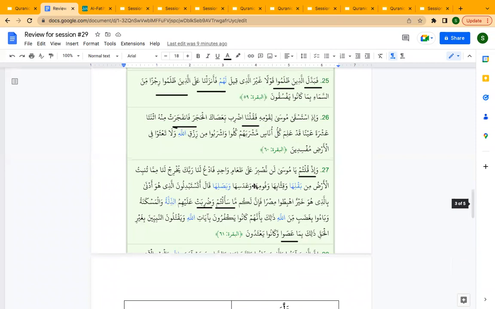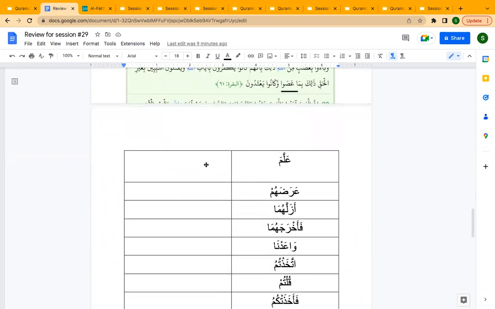So here we are with some past tenses. Allama, what do you think? Allama means to teach. Who will be the doer here in Allama? Who can tell me? Very well done, he is the doer. Okay, arada. Is it one word or are there two words there? Arada hum. What are the words? Arada and hum. What is the doer? Who is the doer of arada? The word is ending with a fatha, so he is the doer.